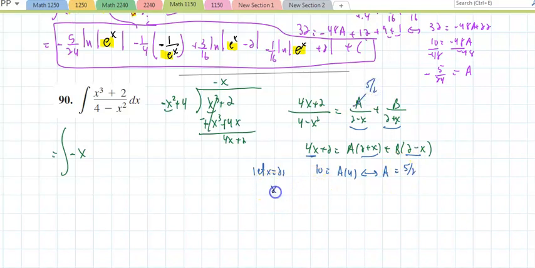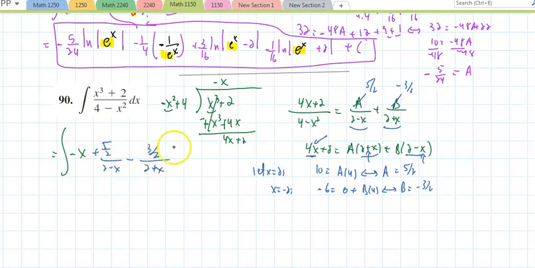And if I let x equal negative 2, negative 8 plus 2 is a negative 6. That's a 0. And a negative 2 there will make that B times 4. And that would mean that B is negative 3/2. So basically, there's a price for not taking the negative out, but if you factor a negative, you might not have to suffer as much, but it's not that big of a price.